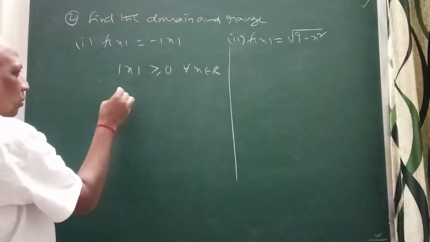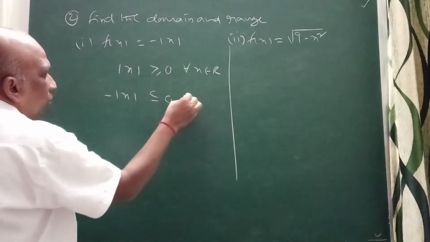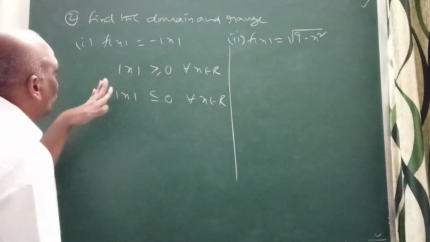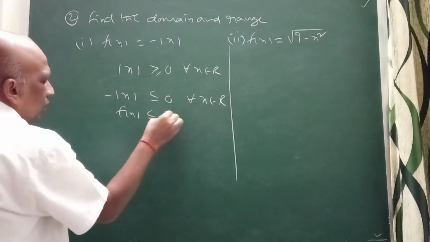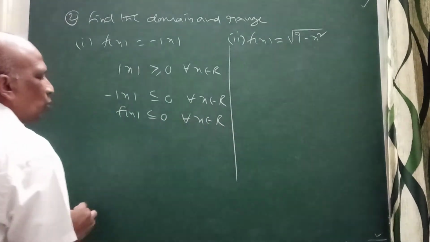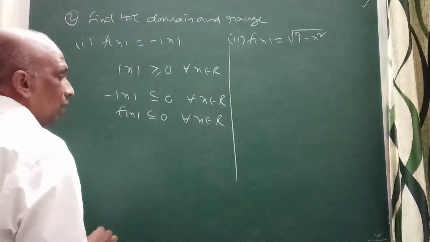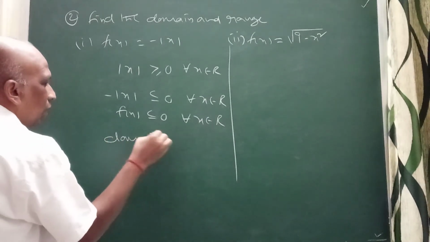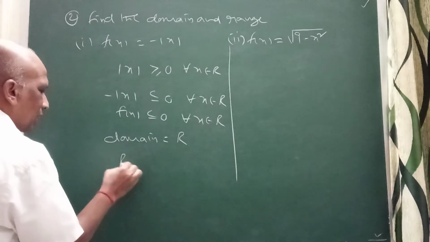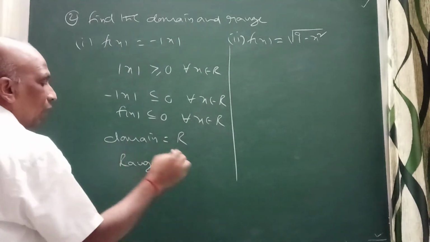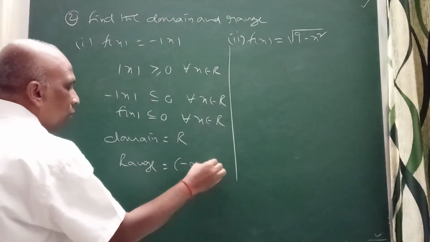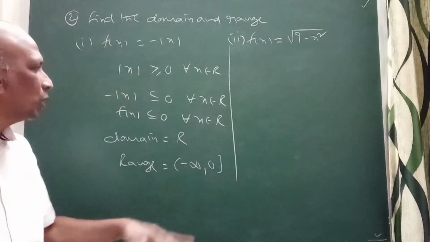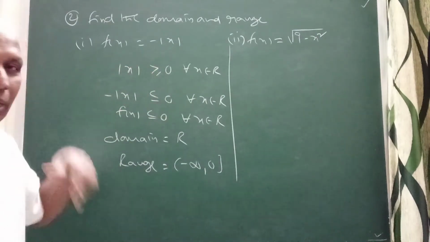If you multiply with the negative, minus mod x will become less than or equal to 0 for all x belongs to R. This is the value of the function f of x. So f of x is less than or equal to 0 for all x belongs to R. That means the domain is R, and the range is the values less than or equal to 0, including 0, minus infinity to 0 including 0. This will be the domain and this will be the range.